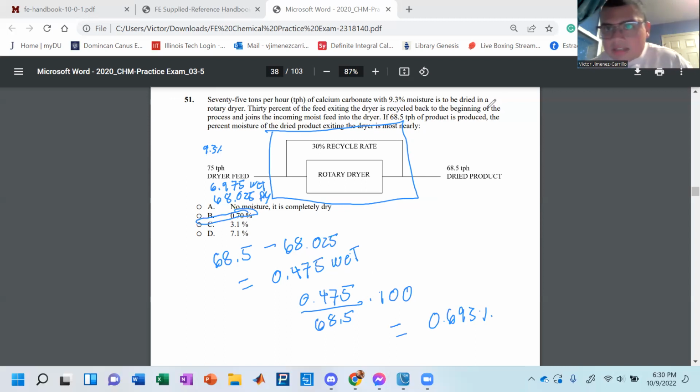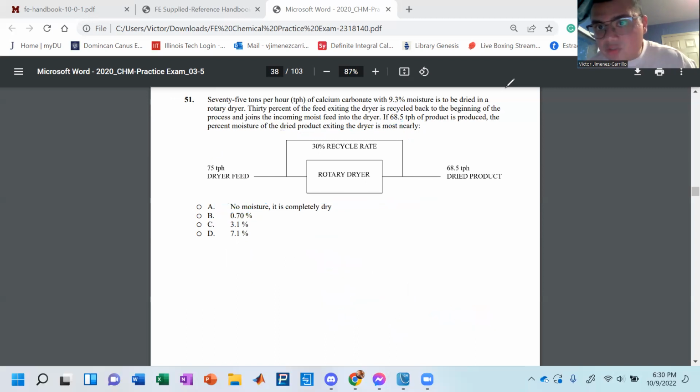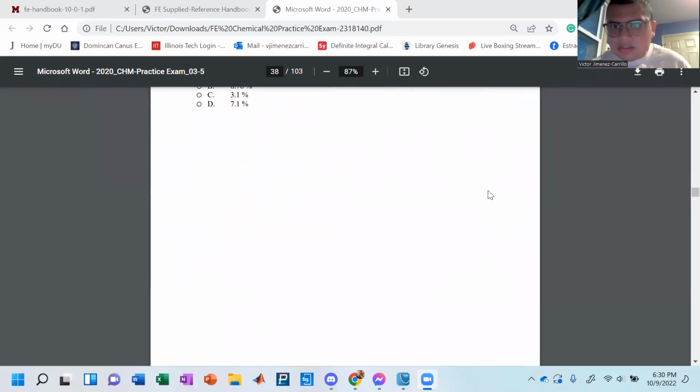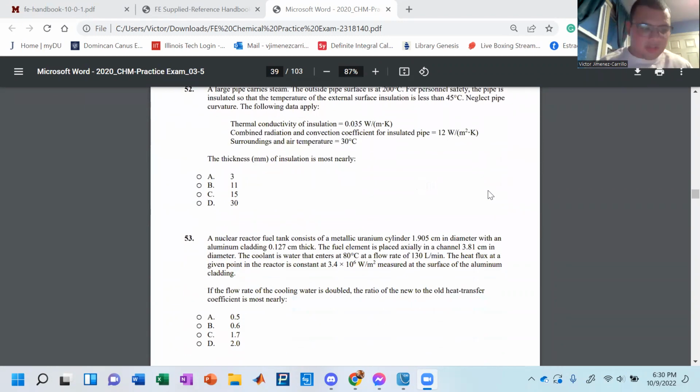And that's it. It's a lot of words to try to confuse you. That's what I've noticed in the majority of these things. Not hard, just having to understand and read what they're giving you.